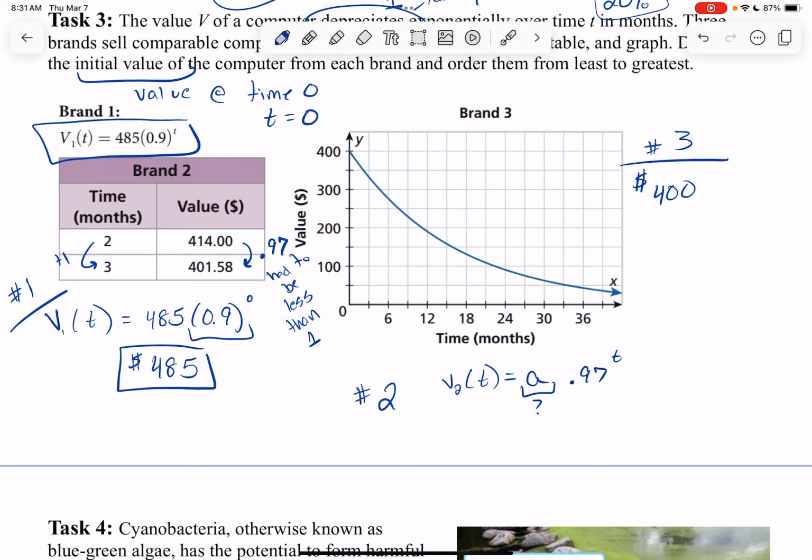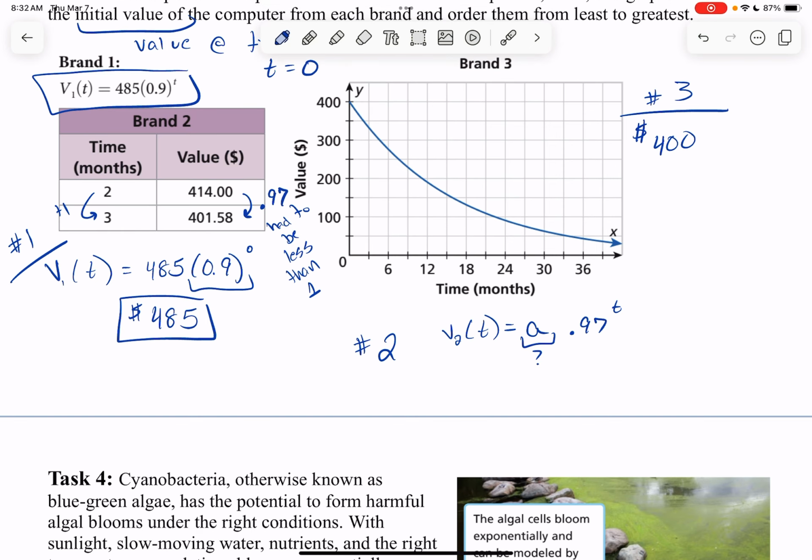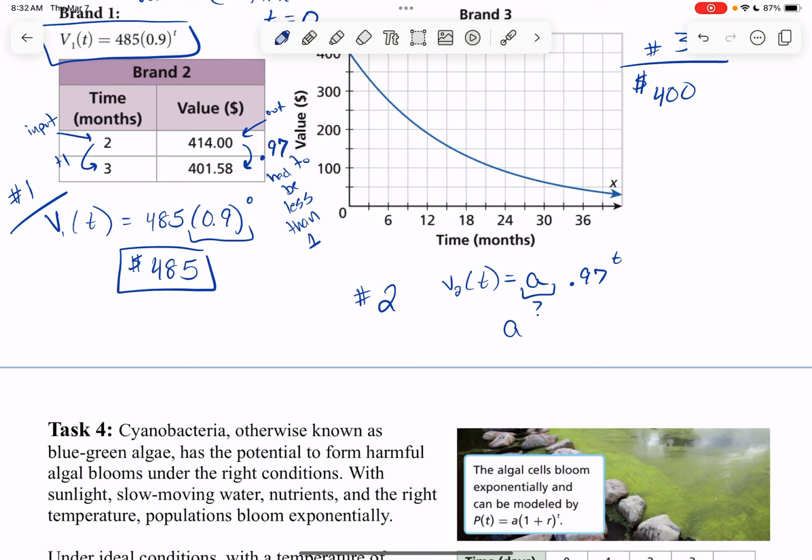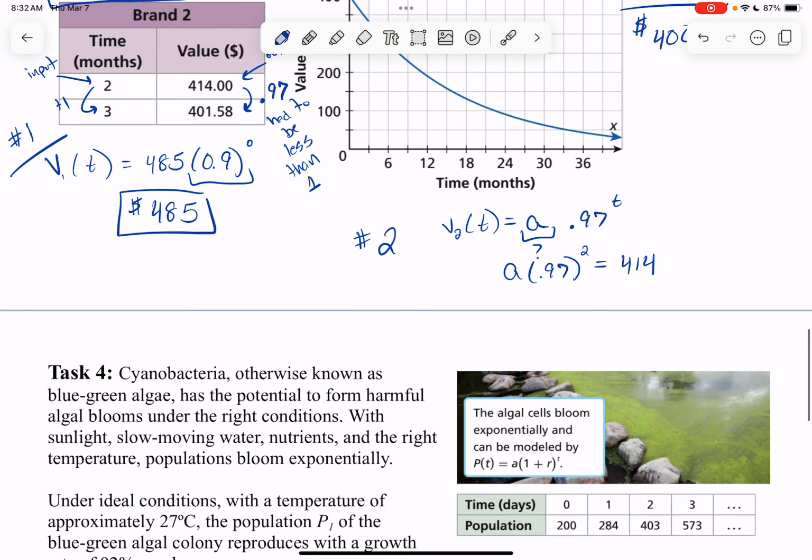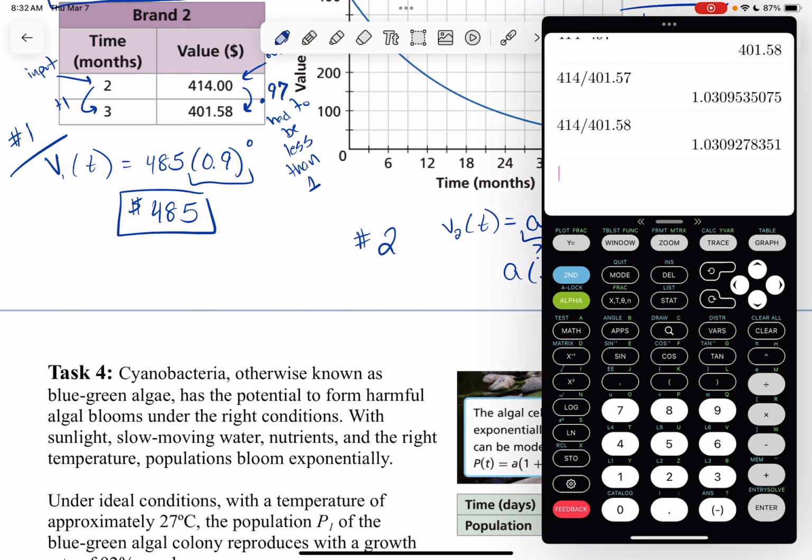I want to know, what is it at time 0? So I need to find out this a first. I know that when my input is a 2, my output is a 414. So if I have a times 0.97 to the second, I get out 414. So let's go ahead and work this problem out. Let's take 0.97 to the second.